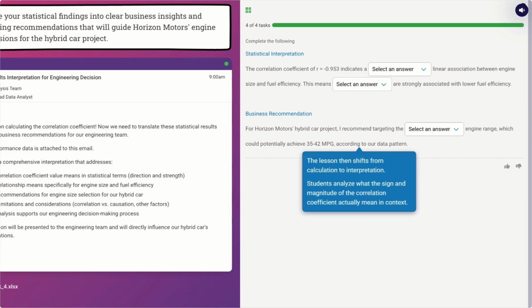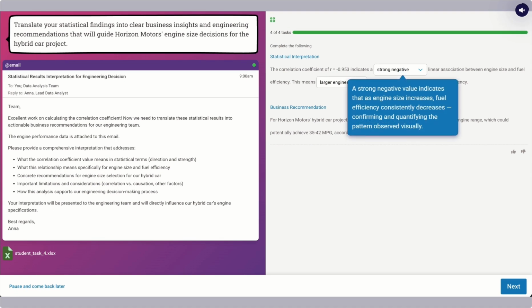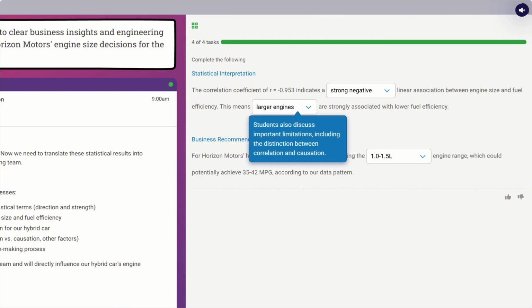The lesson then shifts from calculation to interpretation. Students analyze what the sign and magnitude of the correlation coefficient actually mean in context. A strong negative value indicates that as engine size increases, fuel efficiency consistently decreases, confirming and quantifying the pattern observed visually. Students also discuss important limitations, including the distinction between correlation and causation.